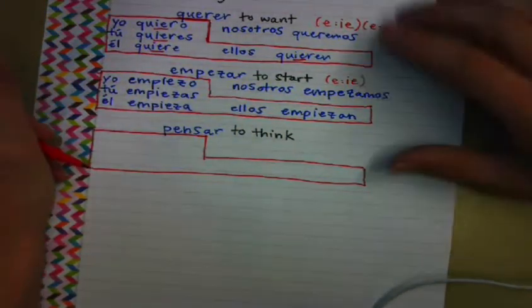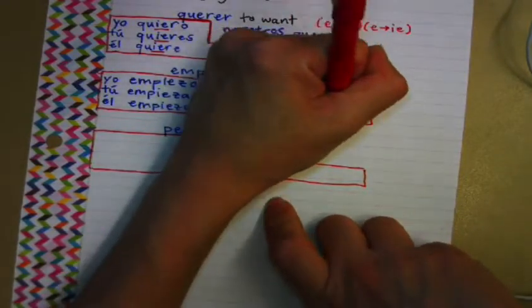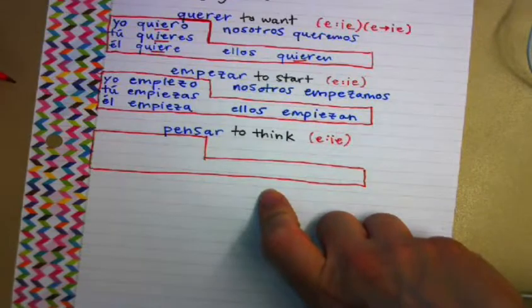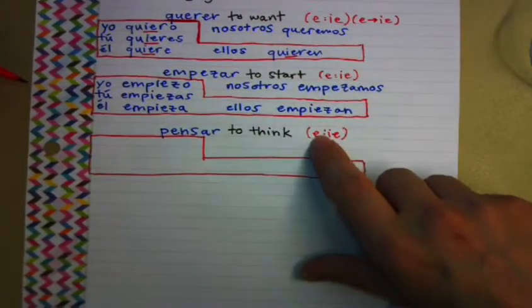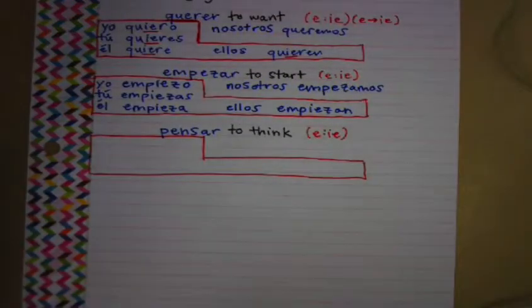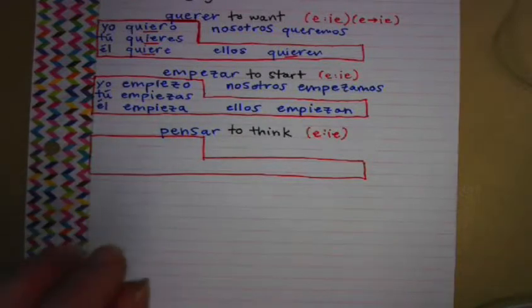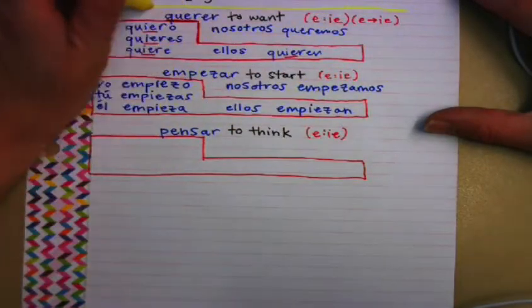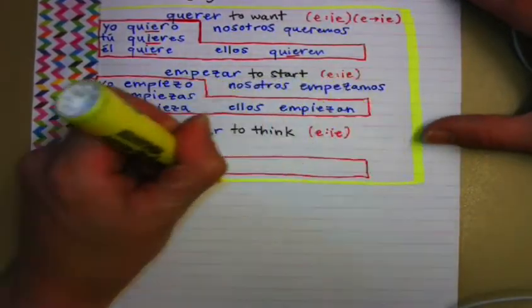So here is where the boot goes. Now you just go through and conjugate pensar. Remember that it's an E to IE verb. So you just need the root or the stem, and then you make the change with that E that's inside the stem. Now, I mentioned before that there are other types of stem changing verbs. So I'm going to grab my highlighter. I'm going to box these in because this is all one type. These are all E to IE stem changing verbs.